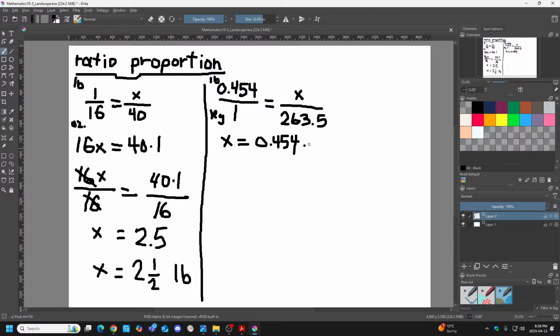Another thing you can use is, it's a little bit difficult for me to try to draw them, but I'm going to try. So first I'm going to write 263.5.